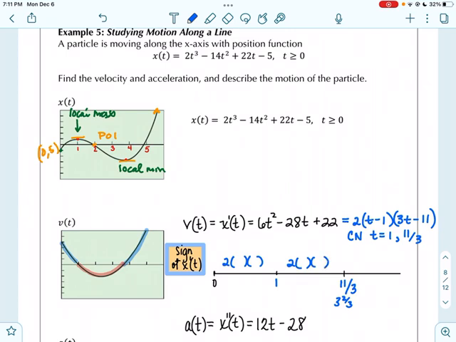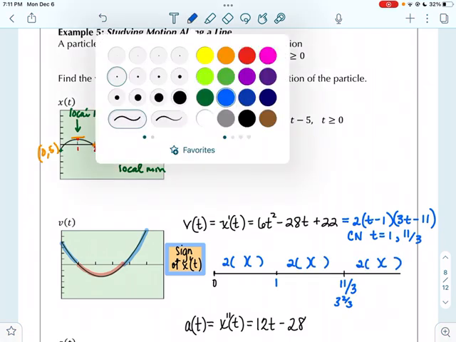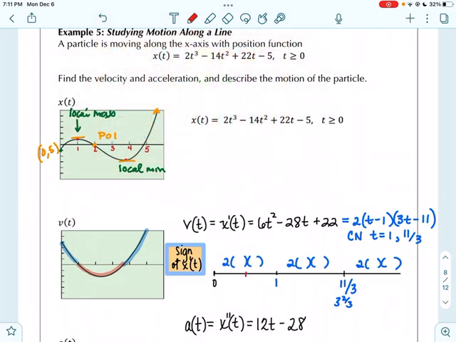Then I'm going to put a test point in here. I'm going to put 2 here, and then I'm going to put 4 over here. So dividing the number line at the critical numbers into 3 regions to test, I'm going to put 0.5 into t minus 1, 0.5 minus 1. So I'm going to put these test points into the derivative. And so I get 0.5 minus 1, which is negative, and 3 times 0.5 minus 11 is also negative. So it looks like we get a positive derivative here. So then we get a positive derivative.